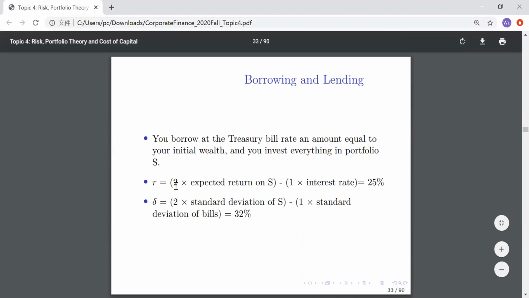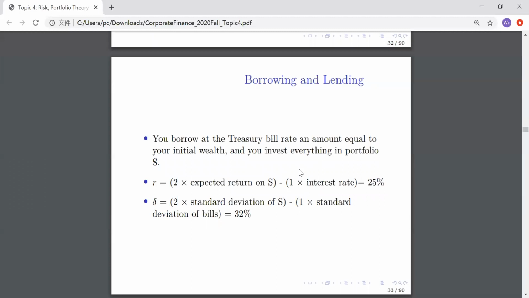So in that case, you can see that is 2 times expected return on S minus, right? This is minus because now you borrow. This is the money you have to pay back the borrowing, pay back the debt, right? Your wealth is also doubled, right? Because you use original wealth plus the borrowed money, right? So that gives you an expected return of 25%, which is a higher return.